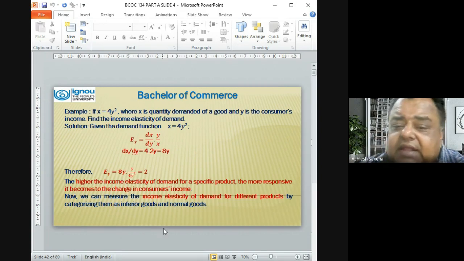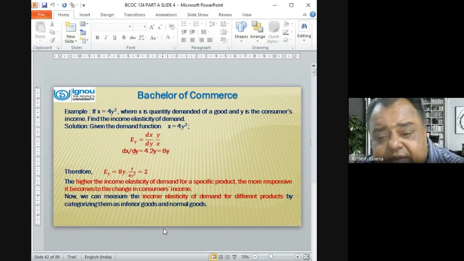The higher the income elasticity of demand for a specific product, the more responsive it becomes to the change in consumers' income. Now we can measure the income elasticity of demand for different products by categorizing them into inferior goods and normal goods.